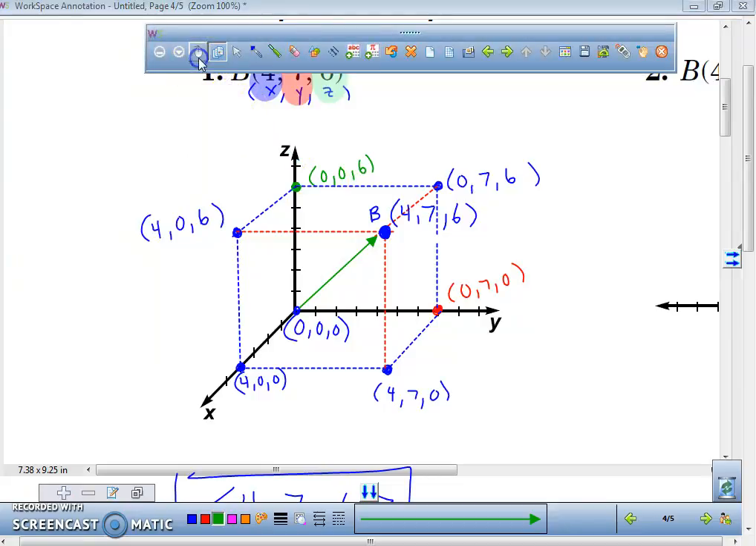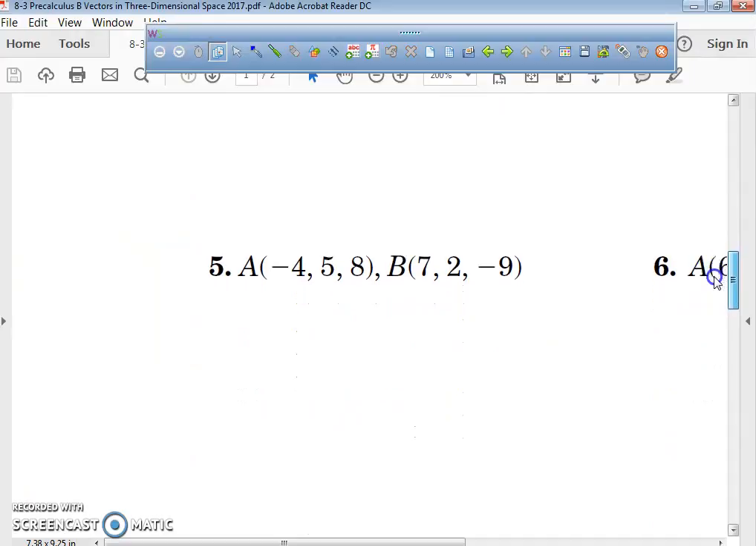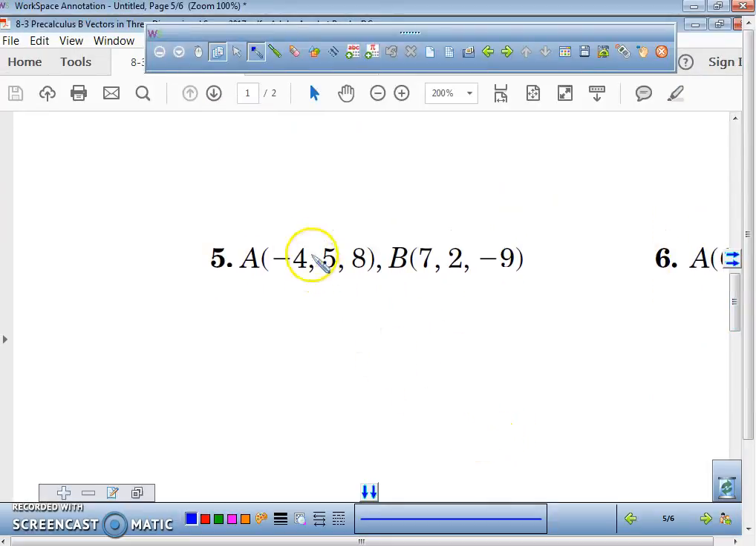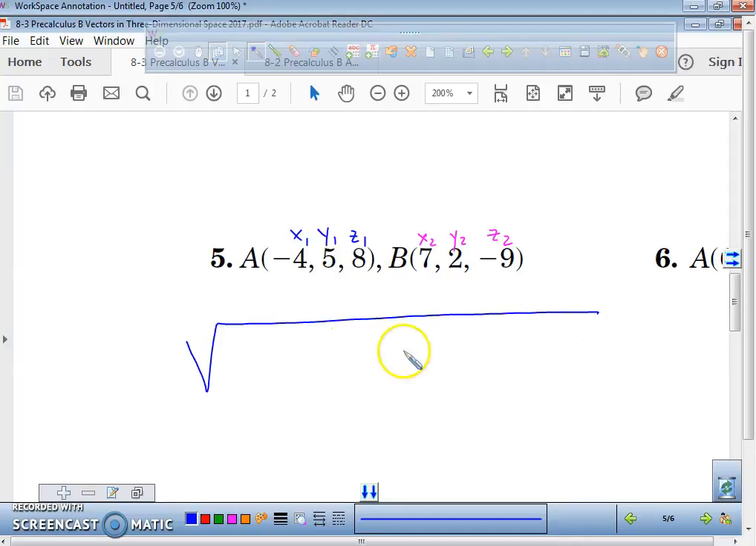All right, what we're going to do now is problem number 5. So put problem number 5 in your journal. First thing I'm going to do on problem number 5 is label all of my x, y, and z's in blue: x1, y1, z1 in blue. And over here I'm going to label my second x coordinate, my second y coordinate, and my second z coordinate in purple. We're going to use the formula that we just did.